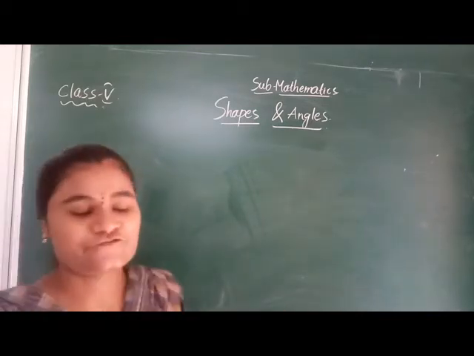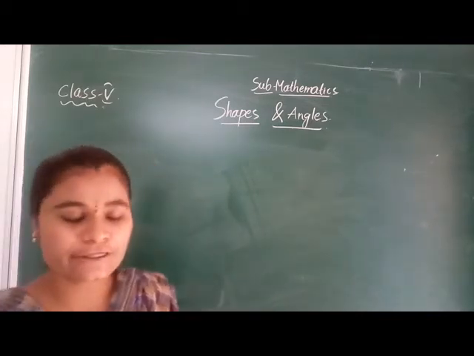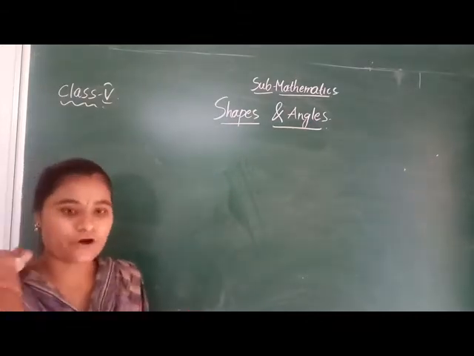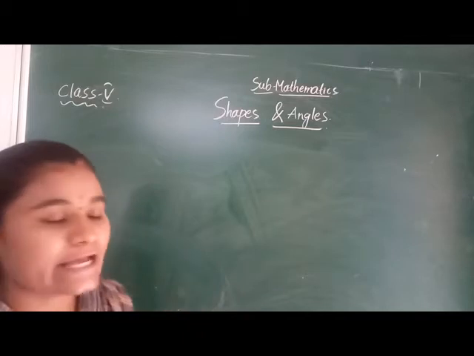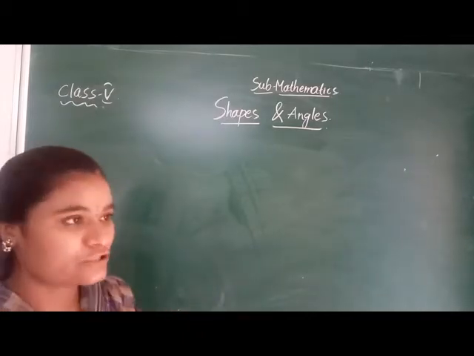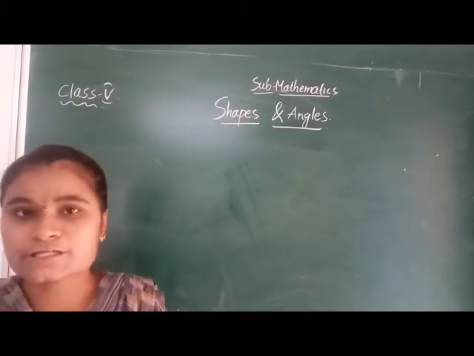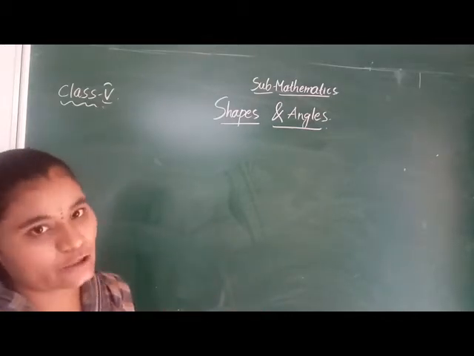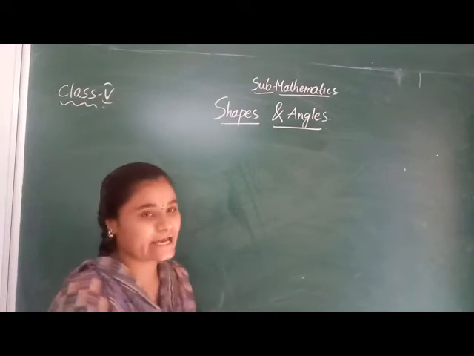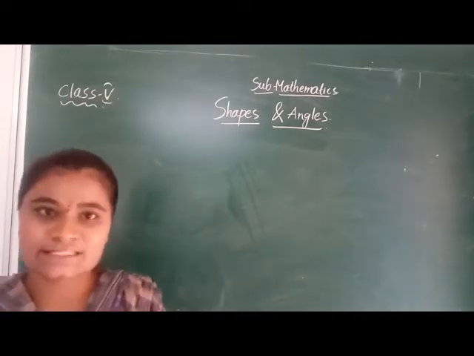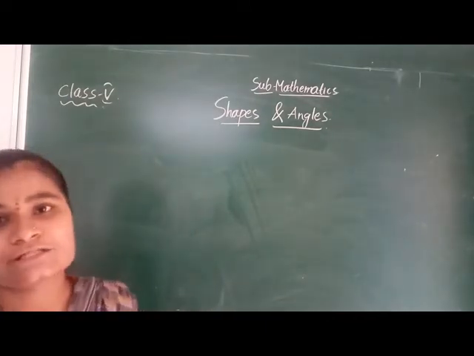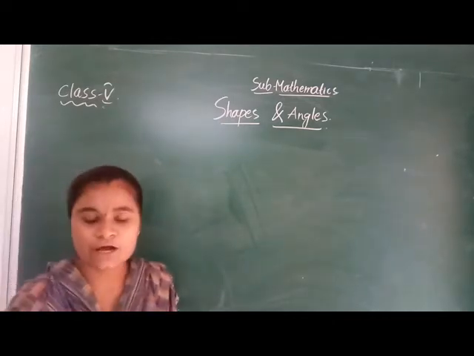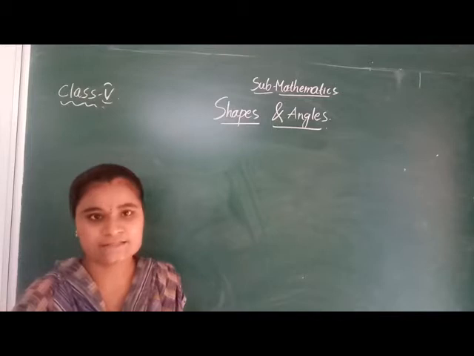Square: it has 4 sides, 4 corners, all sides are equal, and 2 diagonals are formed. Next is rectangle. It has 4 sides, 4 corners, 2 diagonals are formed, and only opposite sides are equal. Third is triangle. A triangle has 3 sides and 3 corners. Next, circle. It has no corners and no sides.